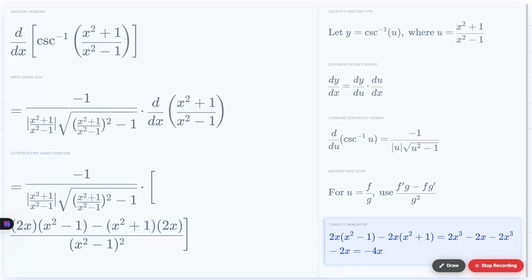We simplify the top part of our fraction to -4x. We do this to make the math smaller and easier. We follow the rules for multiplying and subtracting terms.